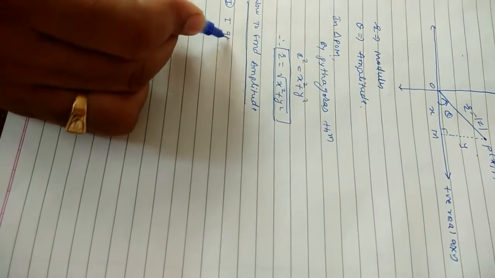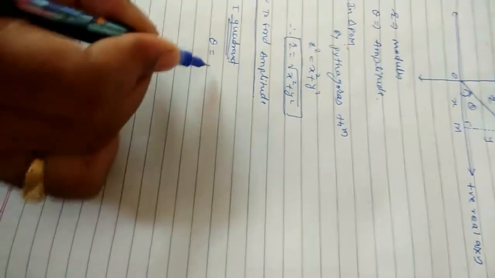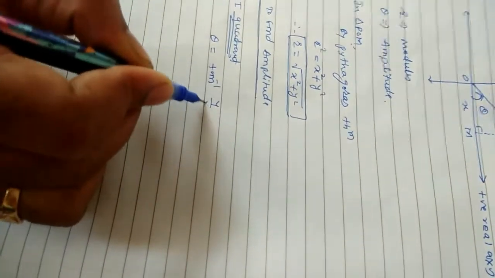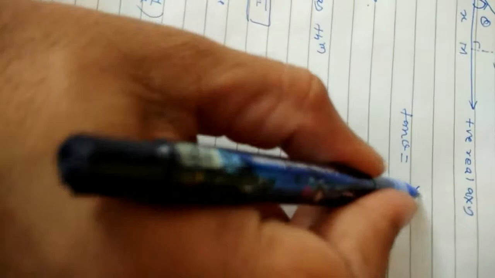The first case: when the complex number lies in the first quadrant, at that time we can use the formula theta is equal to tan inverse y by x only. Why? Because if we obtain tan theta from this figure, tan theta is equal to opposite side upon adjacent side, or perpendicular upon base, y by x. Theta is equal to tan inverse y by x.